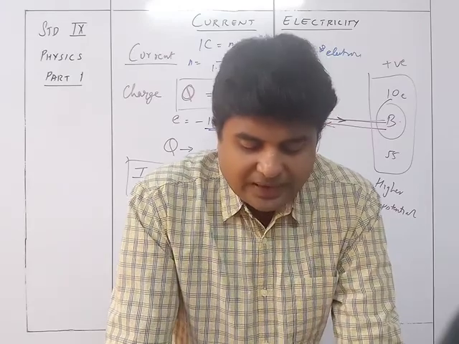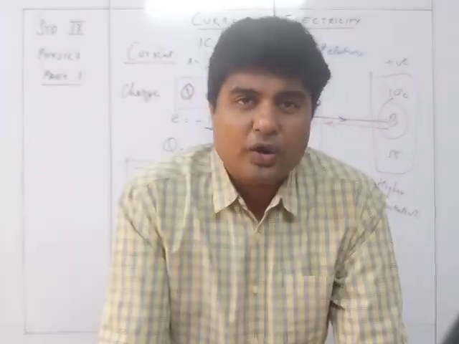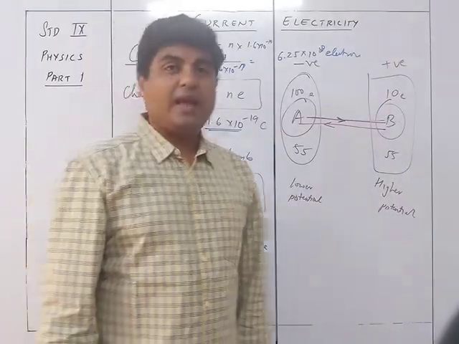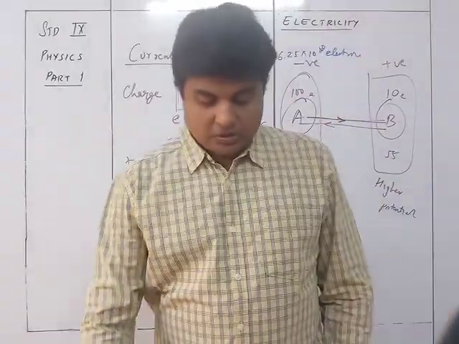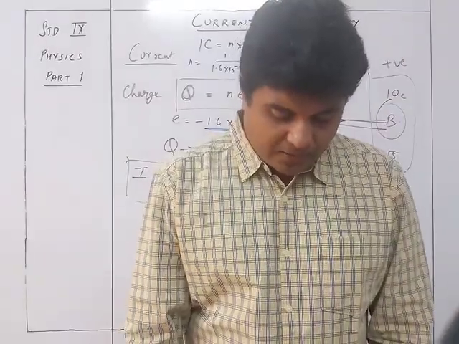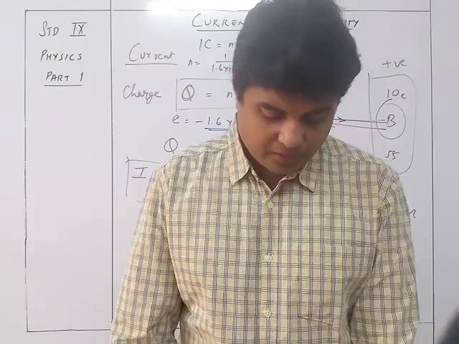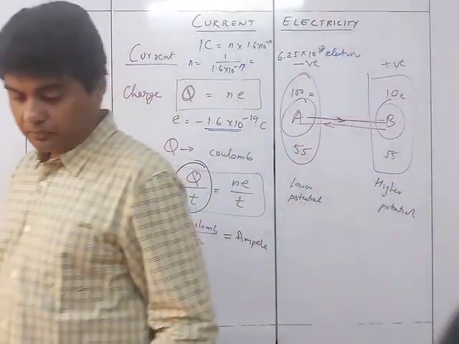Note, weak current is measured in the unit milliampere, mA, or microampere, μA, where milliampere is 10 raised to minus 3 ampere and microampere is 10 raised to minus 6 ampere. So that was about the current part. Now we will see certain symbols which are used during circuit diagram formation. Okay, so let's go one by one in the next video.